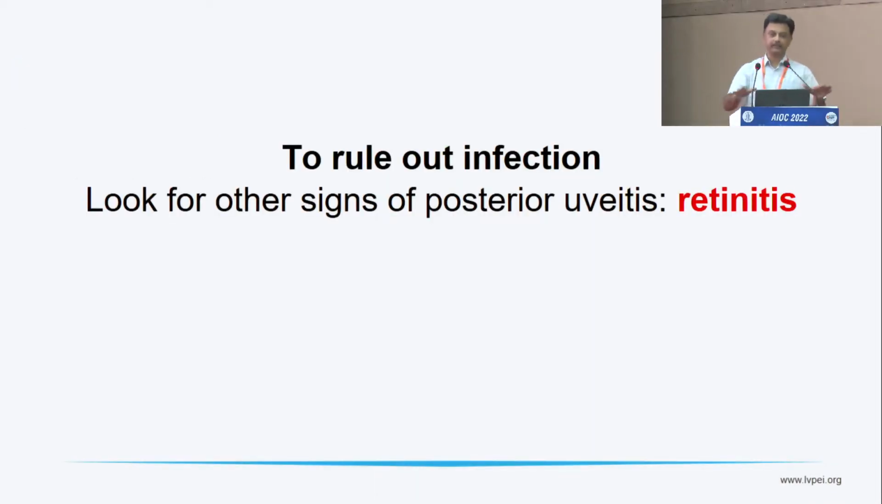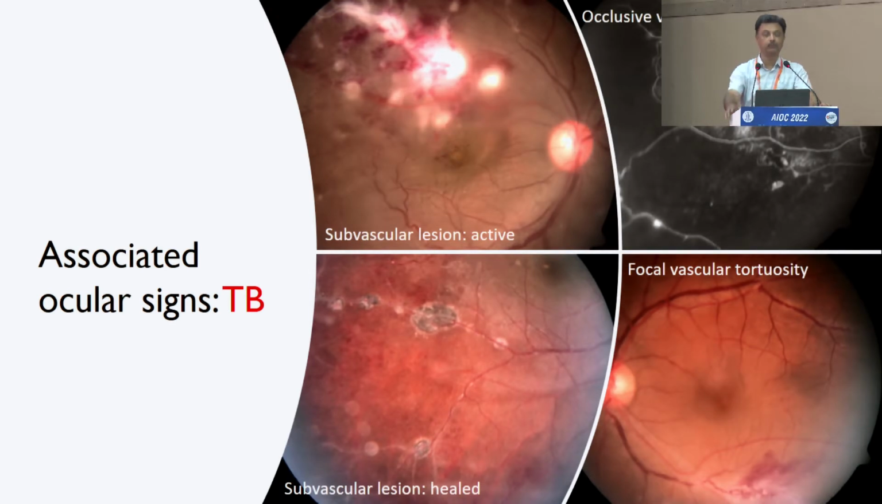This is a general dictum, not a hard and fast rule: to look for systemic vasculitis. For infectious retinal vasculitis, look for other signs of posterior uveitis and specifically look for any evidence of retinitis. The best example of this, I guess, would be tubercular retinal vasculitis.